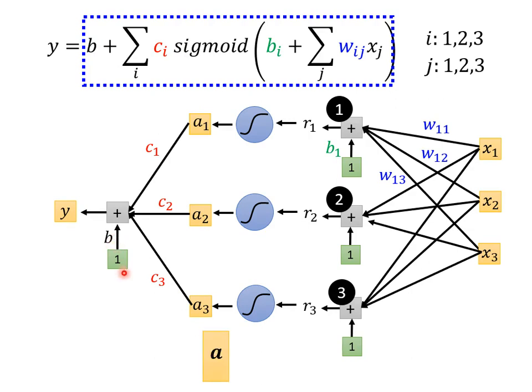Okay, for their vector representation. A1, A2, and A3 form vector A, and C1, C2 and C3 form vector C. Then we can transpose C, multiply A by C transpose and add B, and we get Y. About this series of operations.